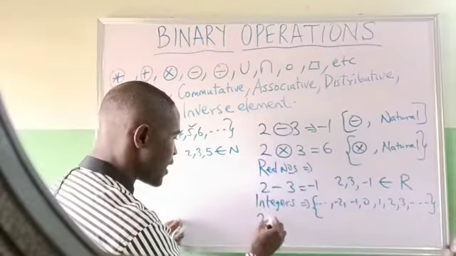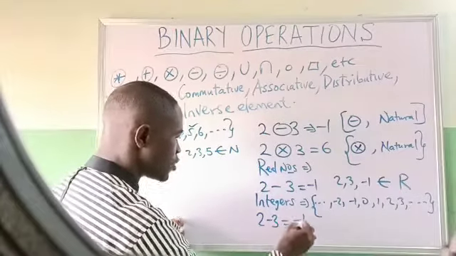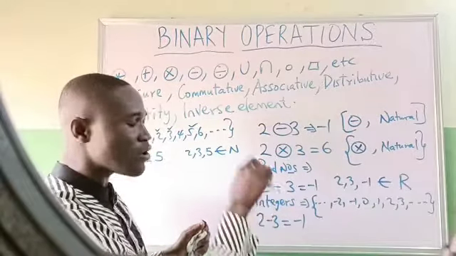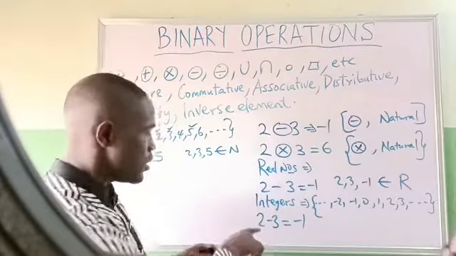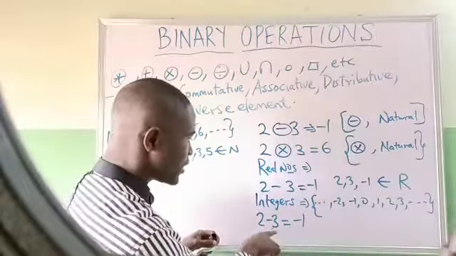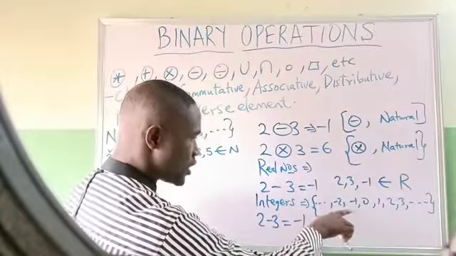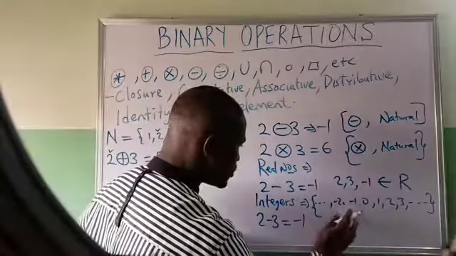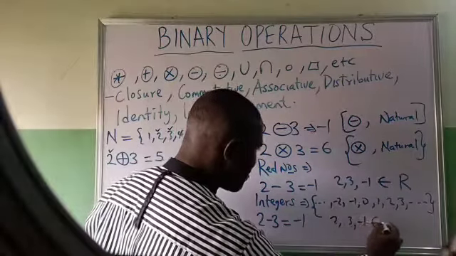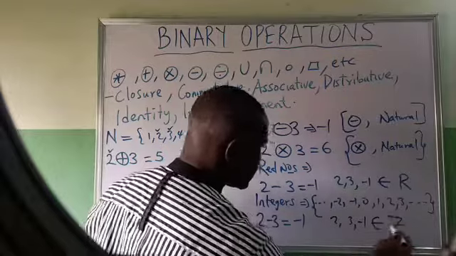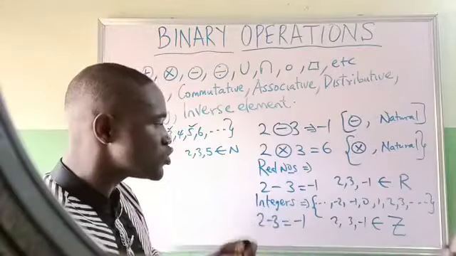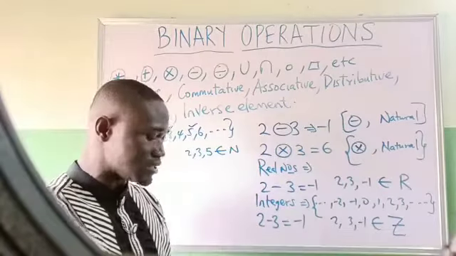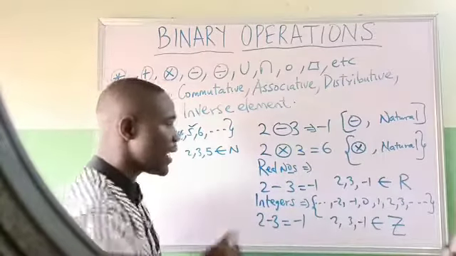Now, 2 minus 3 equals minus 1. Are 2 and 3 closed under the set of integers? Yes. Because 2 is from here, 3 is from here, and minus 1 is also from here. So 2, 3, and minus 1 are elements of the integers. And because of that, we say that they are closed under the set of integers and under the operation minus.